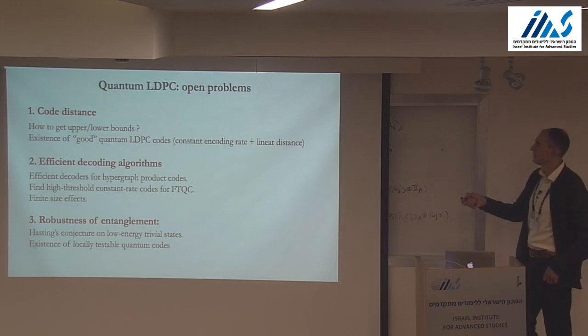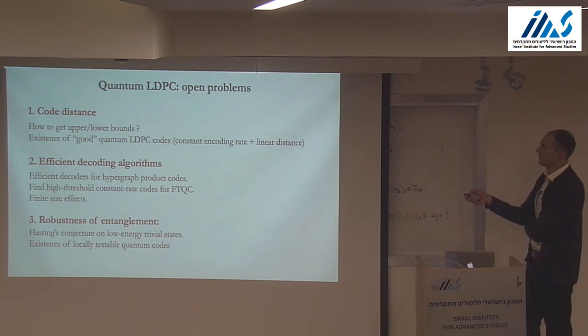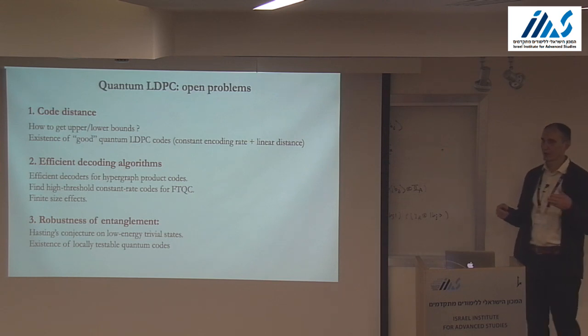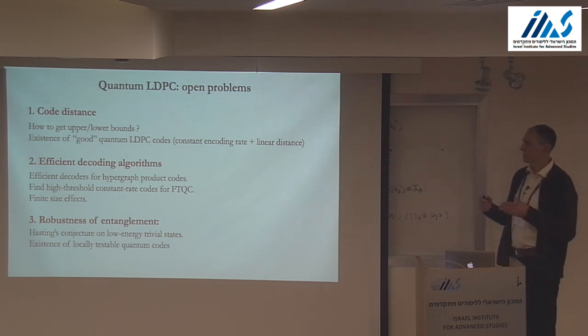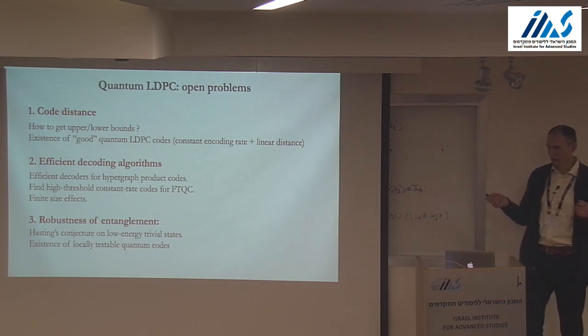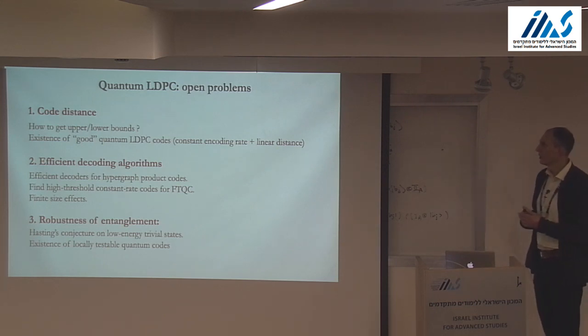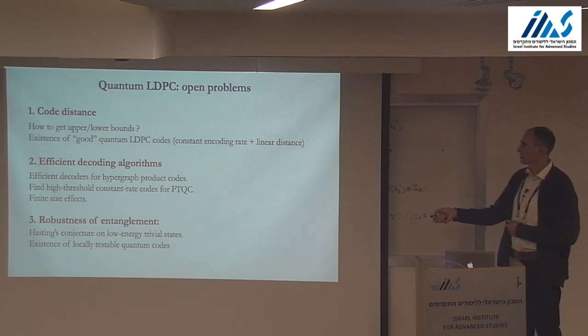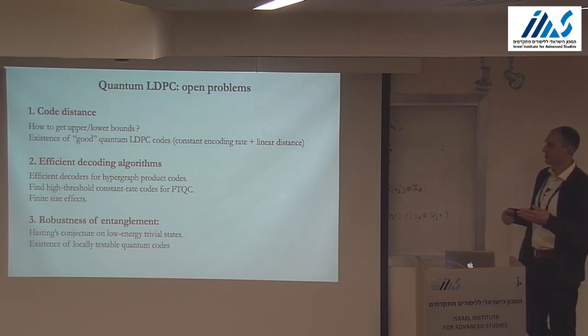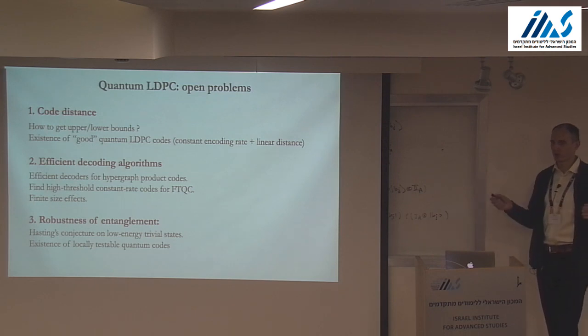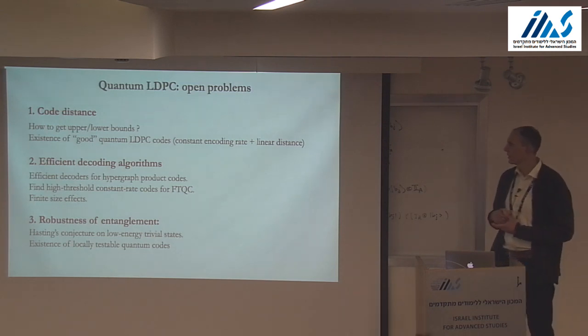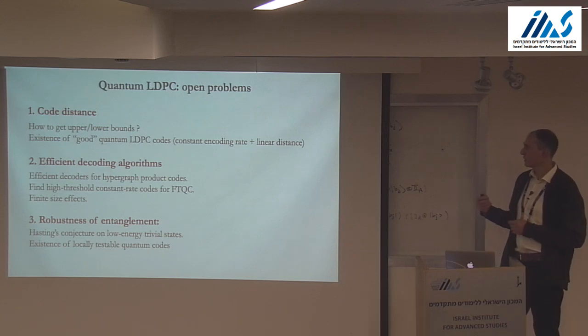Yes, so this is just a summary of all open problems about quantum LDPC. We cannot say much about code distance. It would be nice to have some systematic methods of deriving upper or lower bounds on the code distance. We don't know if good quantum LDPC codes exist. It would be nice to have efficient decoding algorithms for more general families of quantum LDPC codes.